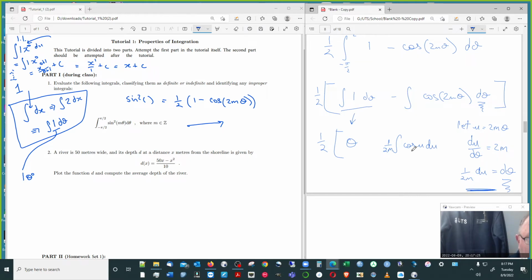Alright, so when we integrate, the differential of sine is cos, so the integral of cos will be sine. So we'll have 1 over 2m sine, where u was 2m theta, and that will be our result for this particular thing. We can put the minus down now, put the brackets back.